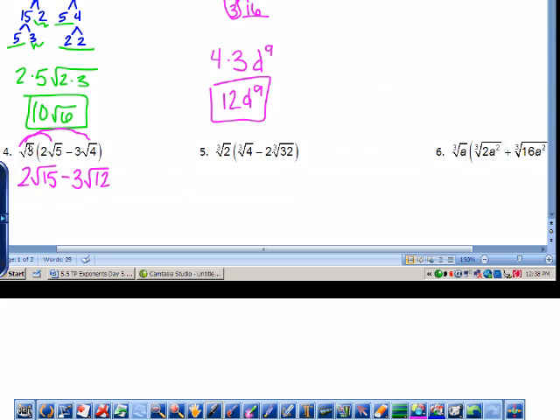Can 2 root 15 simplify? Nope. How about 3 root 12? Yeah, what can you pull out there? Yeah, it breaks into 4 and 3, which I can take the square root of 4, which is 2. So this is 2 root 15 minus, when I pull out that 2, what does this become? 6 root 3. Can I simplify that anymore? No. Question? Couldn't 15 break up into 5 and 3? It does break into 5 and 3, but there are no perfect squares in there, so I can't take the square root of any of those.